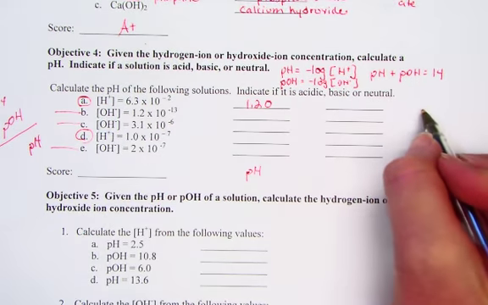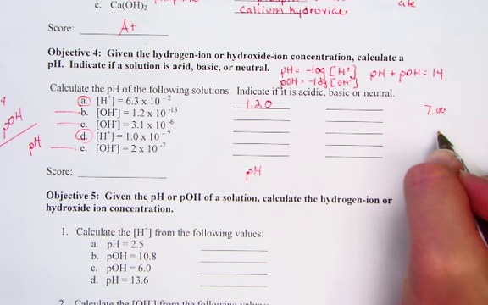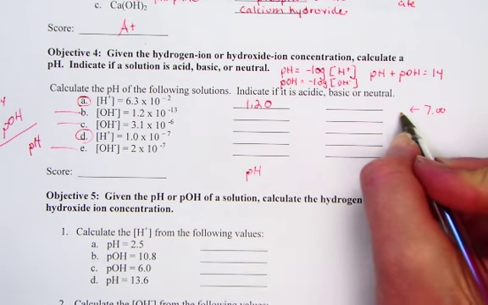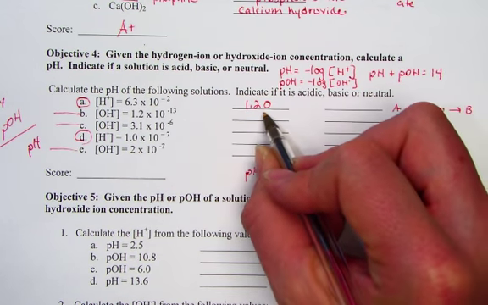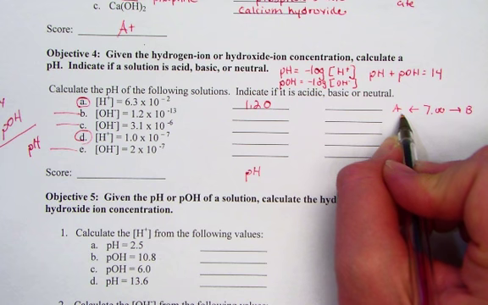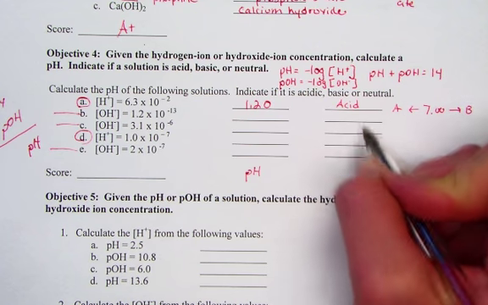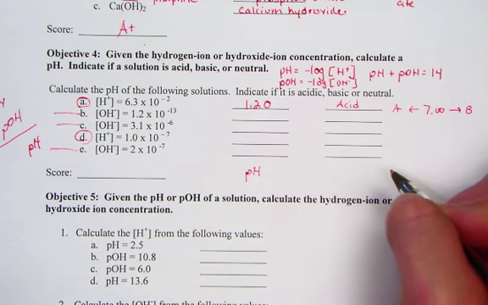Now, knowing that 7.00 is neutral, below 7 gives us acid, and greater than 7 gives us base. The value of 1.20 is well below the 7. This will be an acid in the pH range.